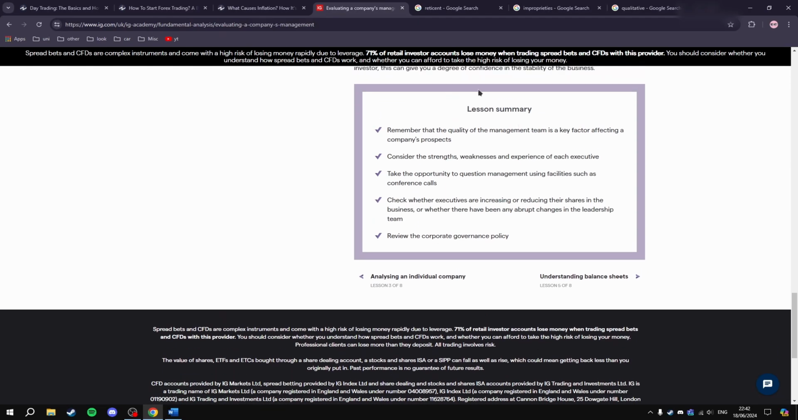So, summary. Remember that the quality of the management team is a key factor affecting a company's prospects. Consider the strengths, weaknesses, and experience of each executive. Take the opportunity to question management using facilities such as conference calls. Check whether executives are increasing or reducing their shares in the business, or whether there have been any abrupt changes in the leadership team. Review the corporate governance policy.